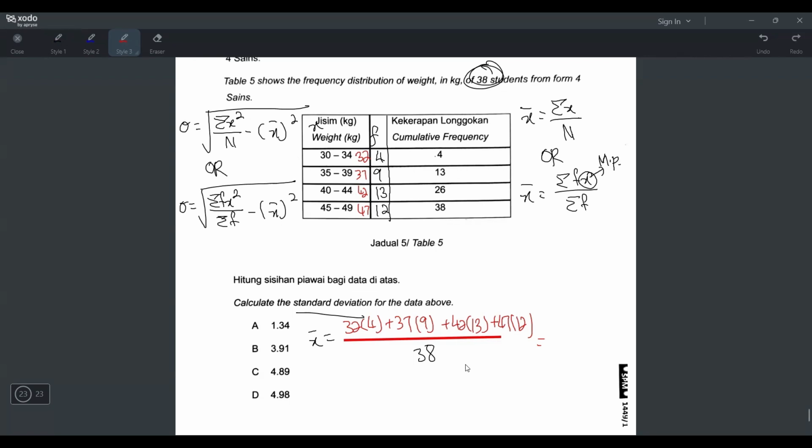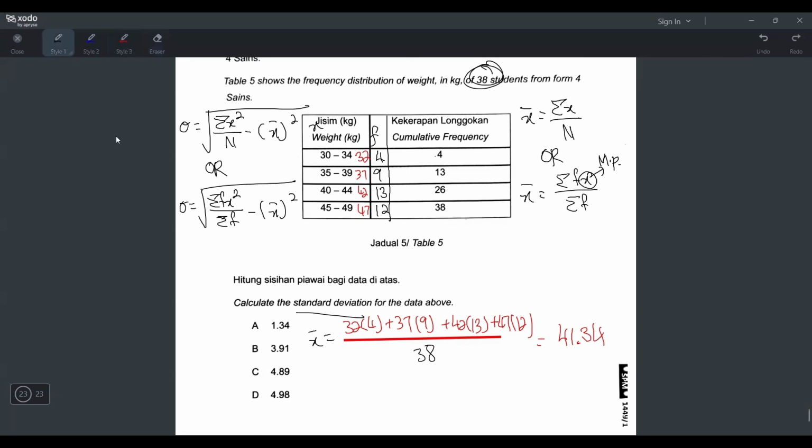Okay, so let's press calculator. 32 times 4 plus 37 times 9 plus 42 times 13 plus 47 times 12. Okay, my calculator give me 1571, tapi kena bahagi 38 kan? Alright, the final answer here is 41.34. Okay, let me press again just to make sure I buat betul lah. Right, 38. Okay, betul lah. 41.34. That's the mean. Ini mean saja.